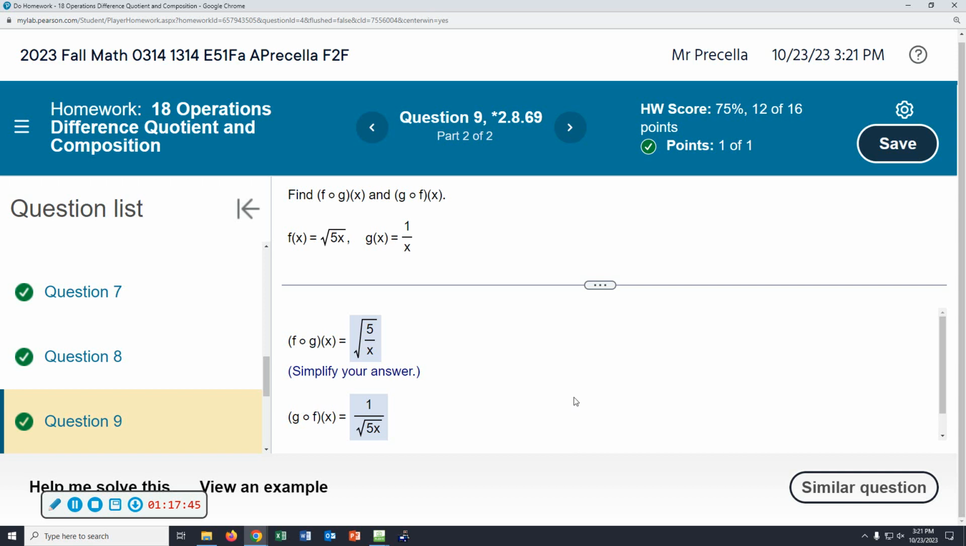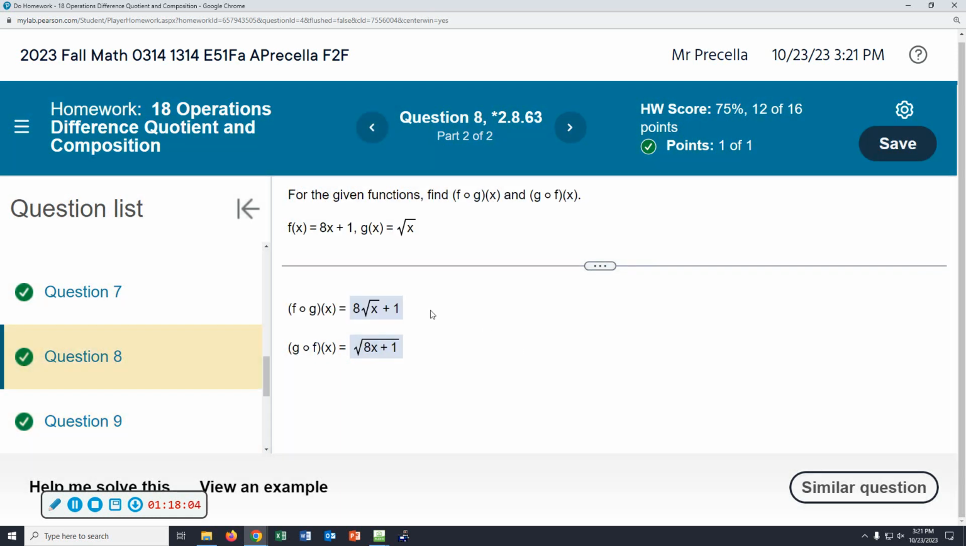Now, what did I say? Is composition of functions commutative? Will f composed with g always equal g composed with f? No, usually it doesn't. If they'd been asking us that question, we'd say no. Here on number 8, if they'd asked, is f composed with g equal to g composed with f? You'd say no, it usually isn't.